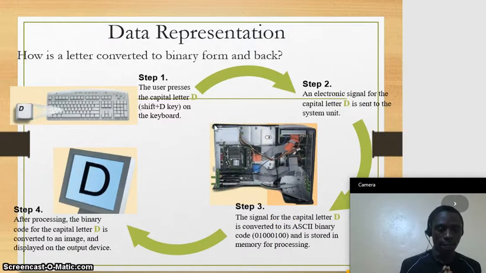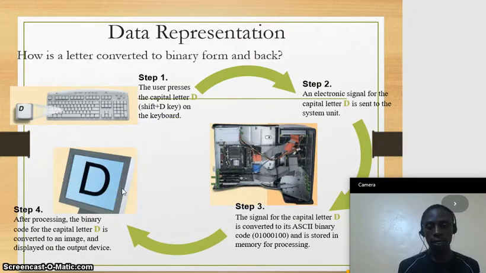So we're saying the signal for the capital letter D is converted to the American standard in binary code, which is 01000100, and is stored in the memory for processing. So it is transmitted as an electric signal into the systems unit, and it is stored temporarily there, waiting for the processor to come and pick it, to process or translate it.